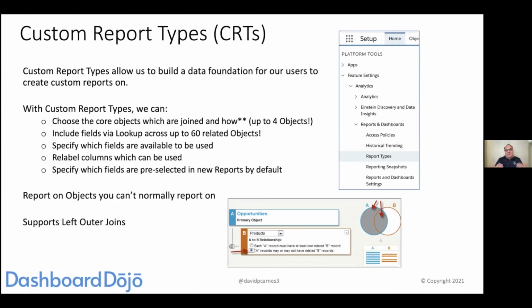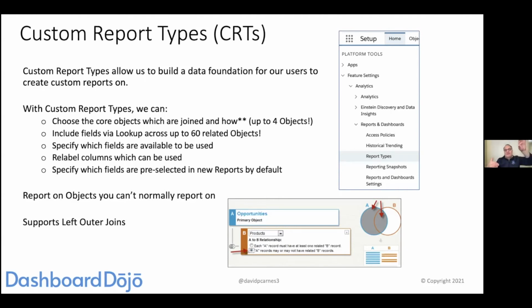We can essentially build a data foundation, and once it's saved, other users can create reports on top of it. So we can choose the core objects, which are joined. We can also specify how they're joined. So we can have 4 core objects, up to 4.